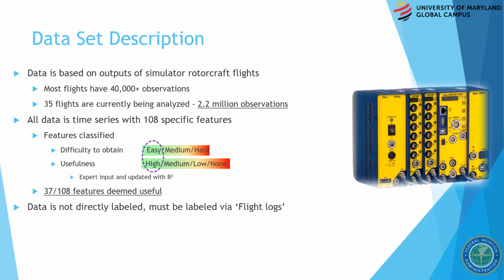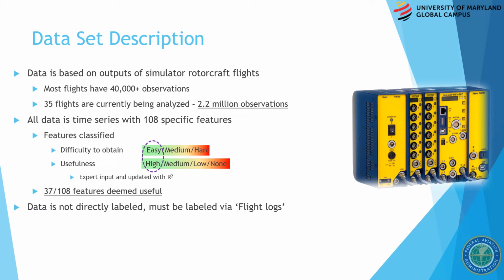It's all time series, so observations occurring at a specific time. All those particular data points have about 108 specific features. And then I went through and classified all these features based upon their difficulty to obtain and their usefulness. I did this with expert input and some of my own background in aviation. So difficulty obtained means how could we get these variables in real life if this is on an actual aircraft.